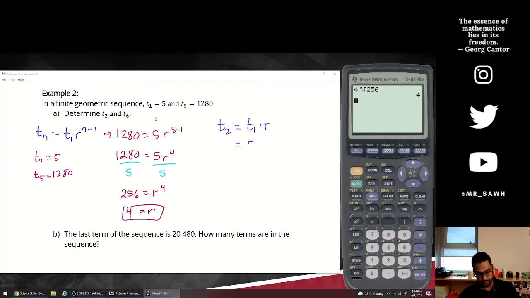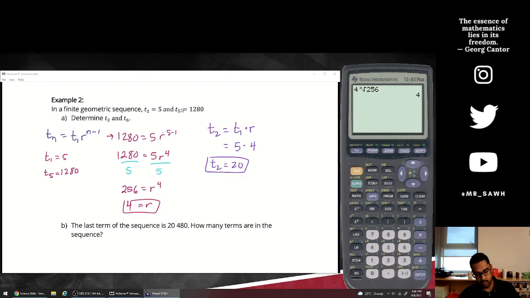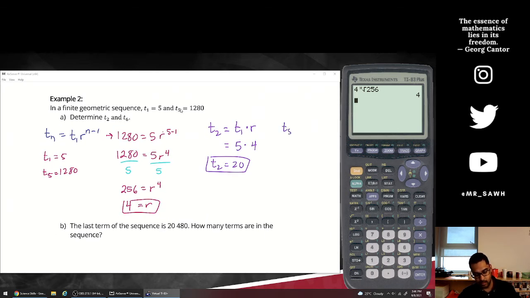So T1 is 5, the ratio is 4, T2 is equal to 20. That's perfect. T6 is the other one I need, so I know T5. T6 is equal to T5 times the ratio again to get to the next term. So the fifth term is 1280. Multiply that by a ratio of 4.